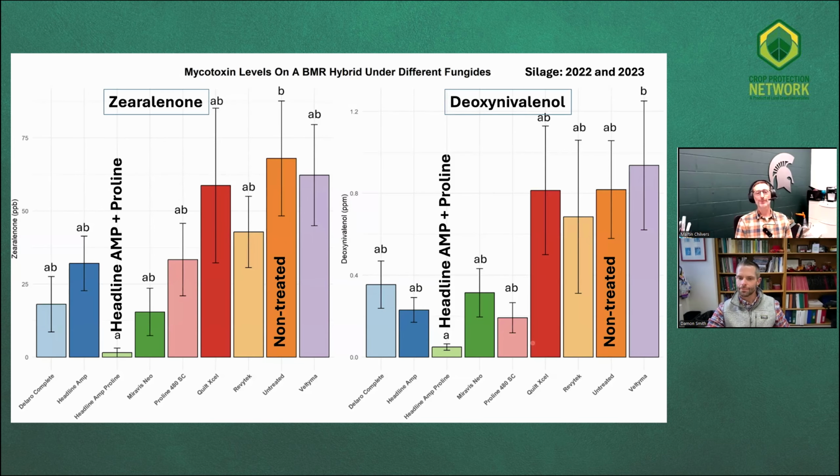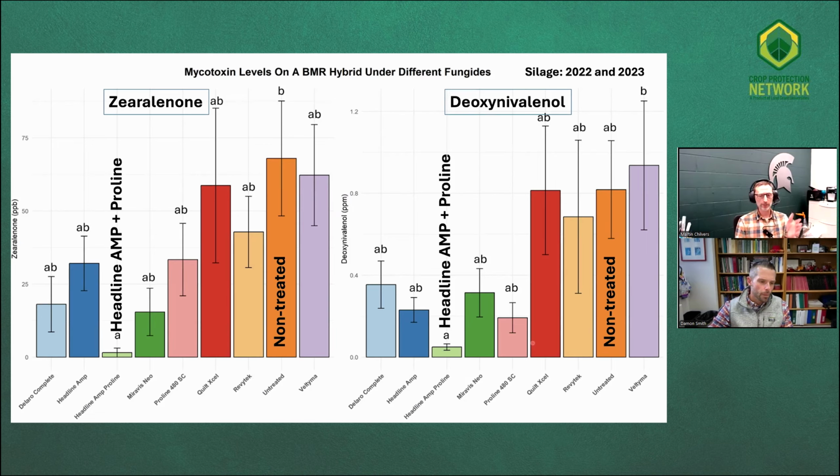So here's some data. This is compiling 4 site years of data that we had. So 2 years, 2022 and 23, but two locations each of those years. So just pulling that data together. So we did a fungicide efficacy trial. We didn't have a lot of leaf diseases as we were sort of initially hoping for on the tar spot front. But really interestingly, when we looked at the mycotoxin, we see some things that really stand out here.